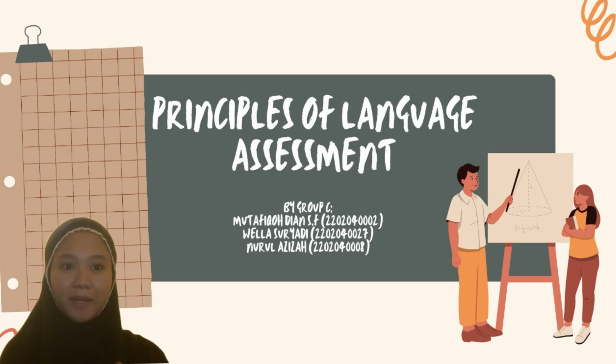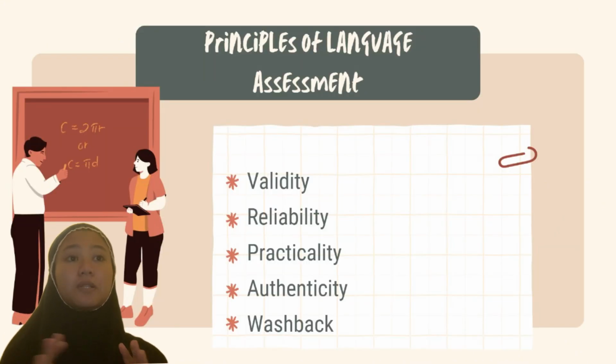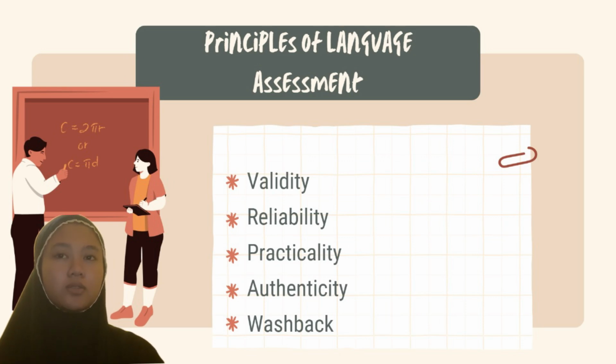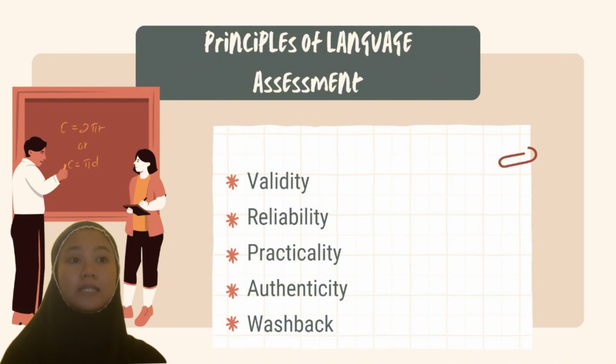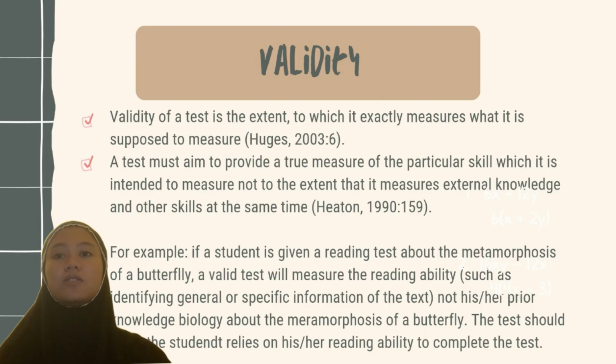So here is the material. The principles of language assessment. There are ways to establish validity. According to Brown 24, there are validity, reliability, practicality, authenticity, and washback. So, first we are talking about validity.